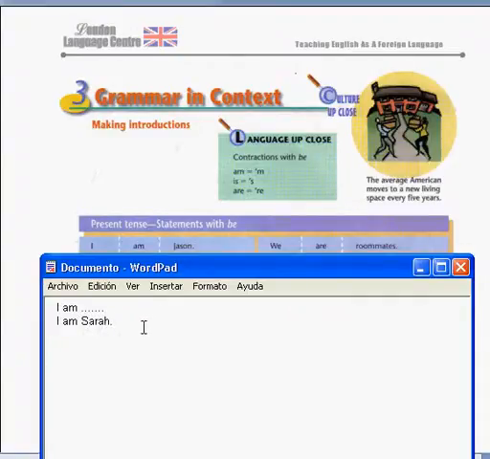You can also use this to describe yourself using other adjectives. For example, if you wanted to tell another person that you are hungry, you would say, I am hungry. This implies that you are hungry at the current moment.